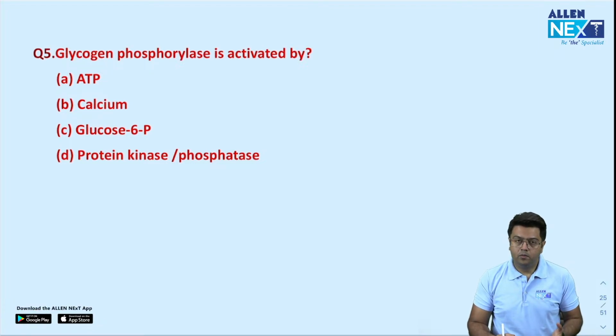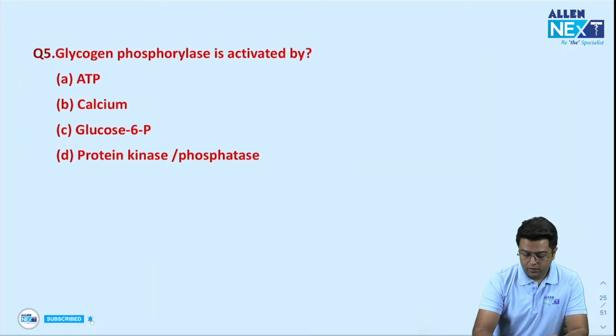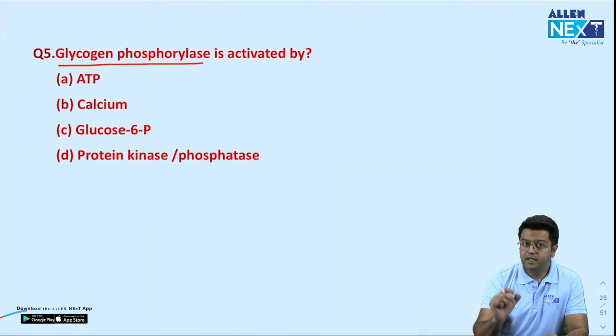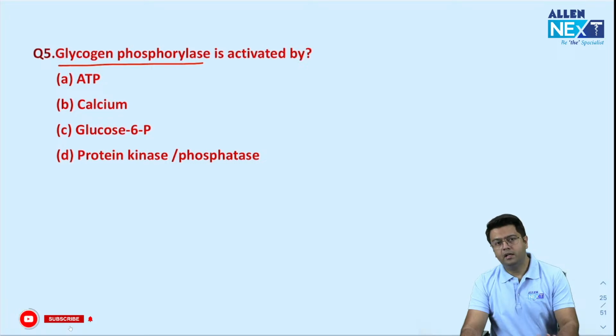Glycogen phosphorylase is normally activated by various pathways. Taking the simplified version, first of all, I just want to tell you that glycogen phosphorylase is the rate limiting step of glycogenolysis. Now, how it is regulated, there are various ways.